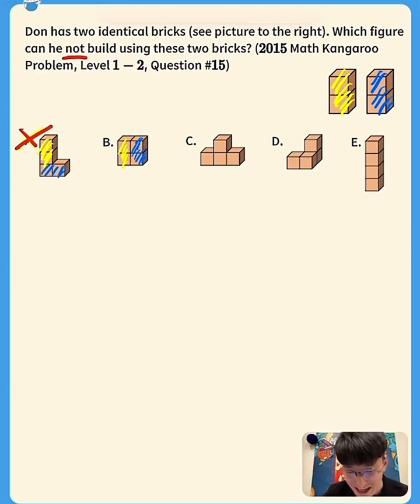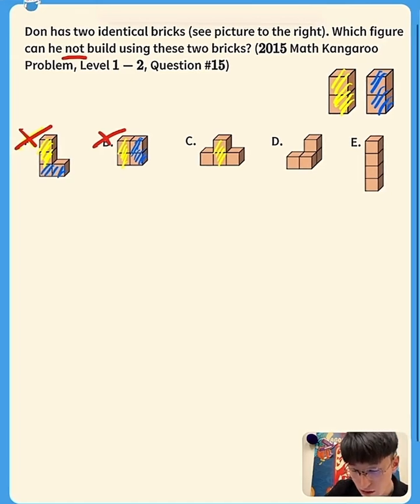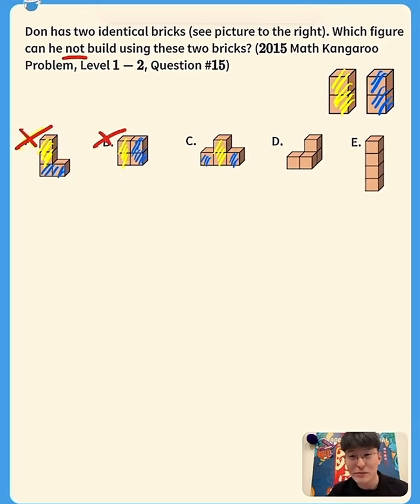Yes, we can make B, right? So that means B is not what we are looking for. What about C, everyone? Okay, we can try this. But where do we put the blue one? Can we put the blue one like this? Can we separate the 2 bricks?